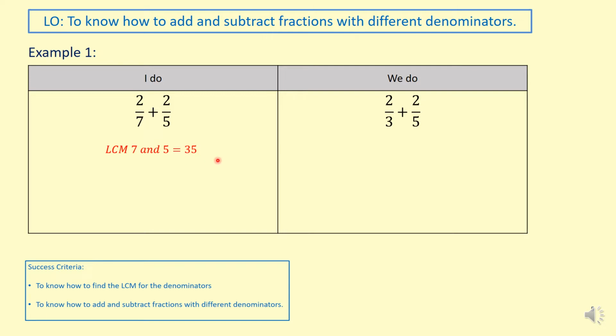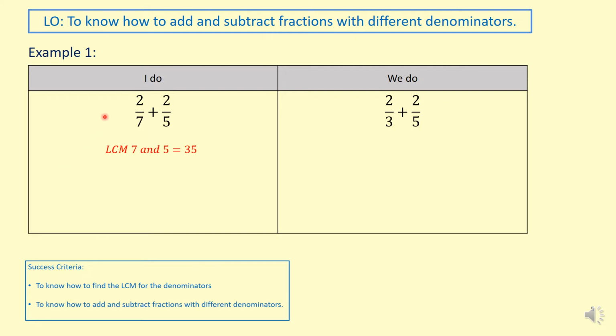Okay, now that I know the lowest common multiple between 7 and 5 is 35, which means 35 is in both times tables, what can I do? I can use equivalent fractions to make the denominators the same. But how can I do it?